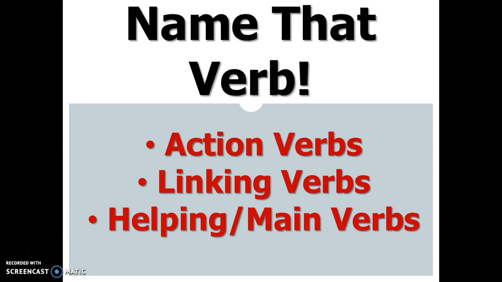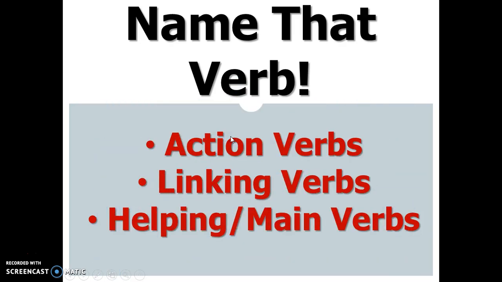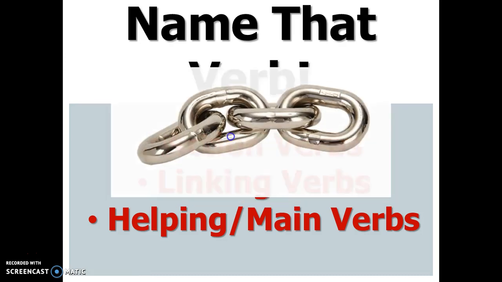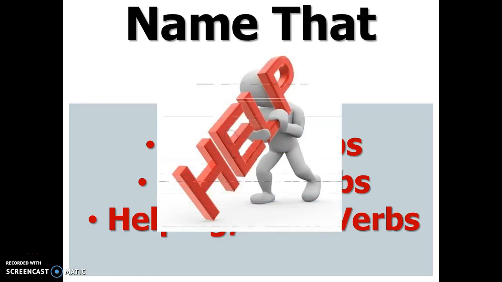This week we are going to truly be focusing on the verb. If you can't find the verb in a sentence, then you have a really hard time analyzing the sentence. So you have to become experts on finding verbs. There are three types of verbs we'll be talking about today. The first is an action verb. The second is a linking verb. And the third are helping and main verbs, which together make up verb phrases.